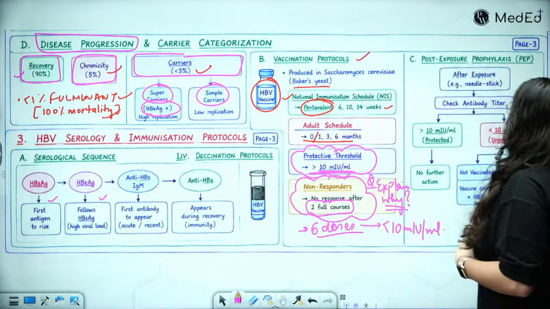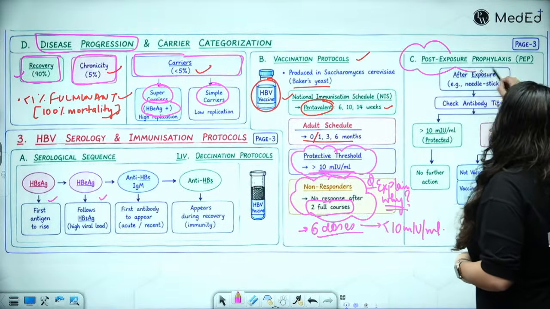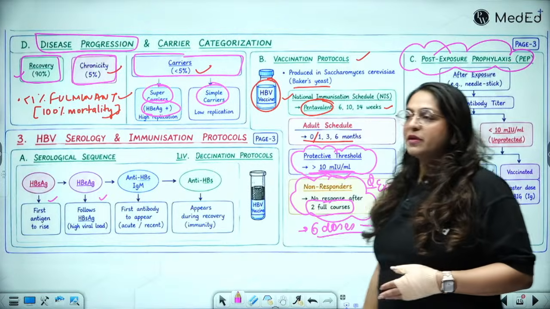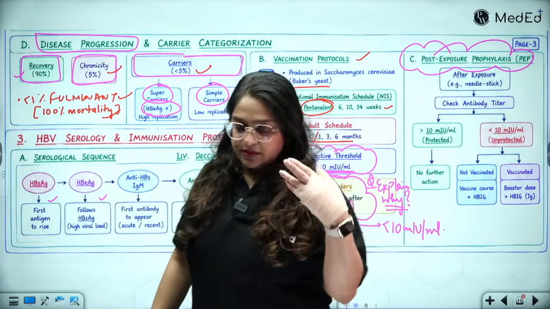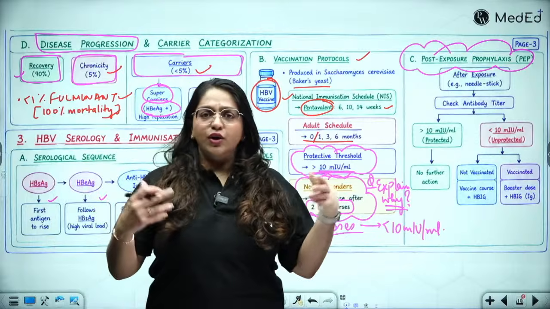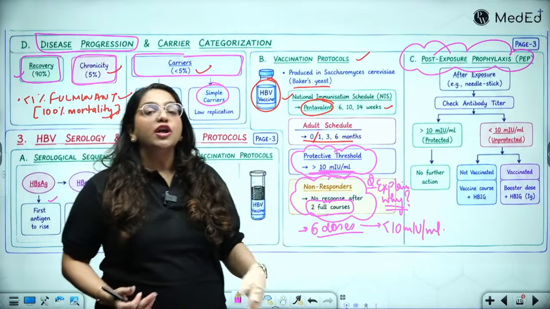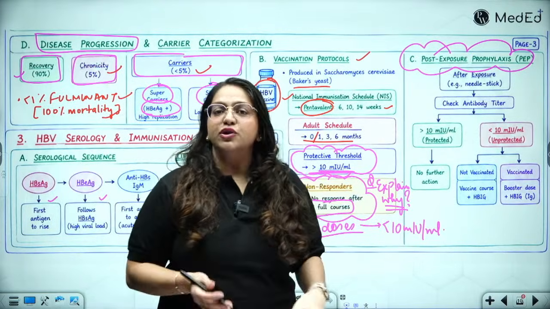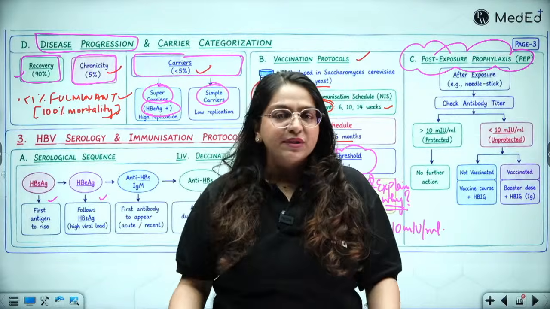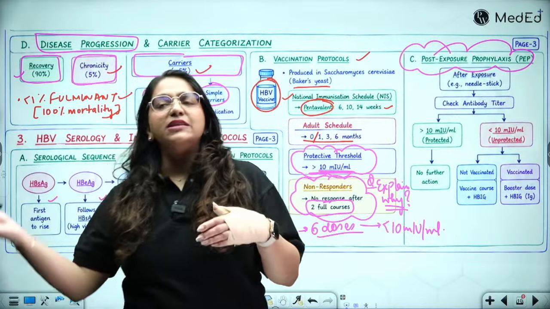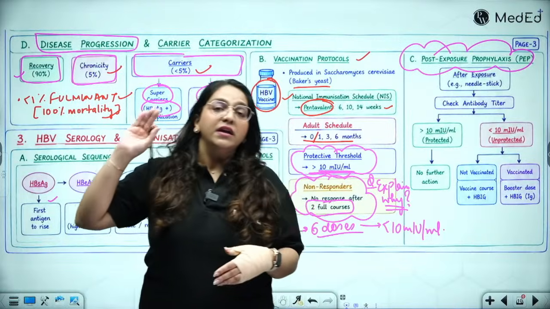Okay, next is post-exposure prophylaxis. What is the meaning of post-exposure prophylaxis? You are a healthcare worker, you are a doctor, you are treating a patient, you get a needle stick injury from that patient, or you get exposed to any person, you needed blood transfusions, you got contaminated blood, anything.